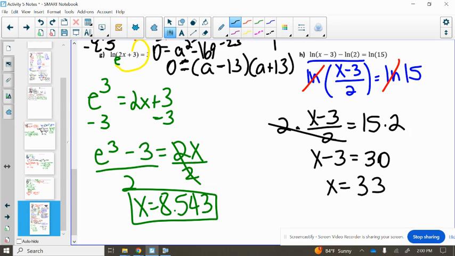Now we want to double check if we plug this back in where we see an x in the original log. Are we good to go? The answer is yes. It worked out for us.